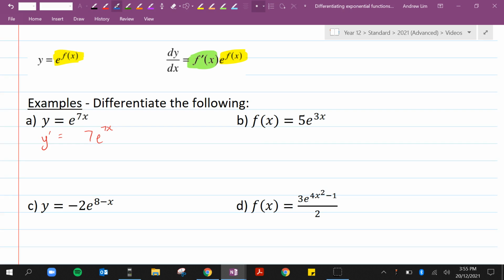Alright, question B. F dash of x is equal to, here's our e to the power of f of x. We're going to write exactly the same thing. And then we're going to differentiate this power. When we differentiate that, we get 3. We're going to bring it out to the front. But because we already have that 5 at the front, we're going to multiply them together. 5 times 3 is 15.